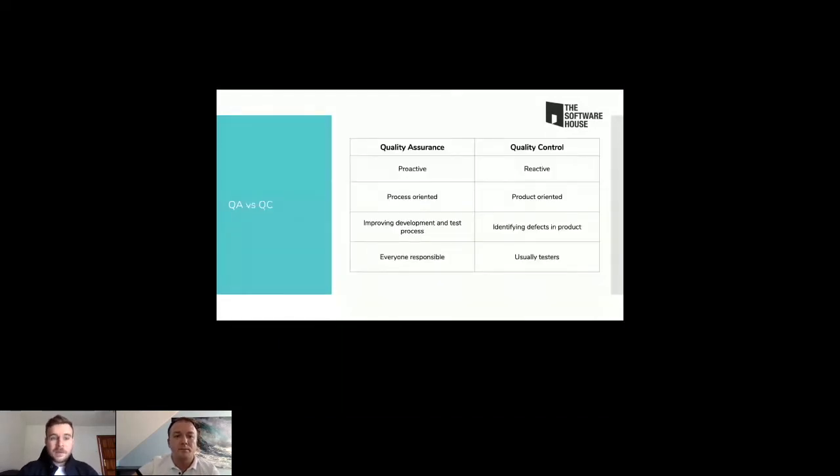So before we start, let's compare the QA and QC approaches, quality assurance and quality control, and the main differences between them. The QA approach is proactive and process oriented, and the QA role is about caring about the development and test processes. But what does it mean? It means that the QA job is to prevent as many defects as possible before the application goes live, while the quality control approach is more about identifying issues on the finished product. And it's a more reactive approach.